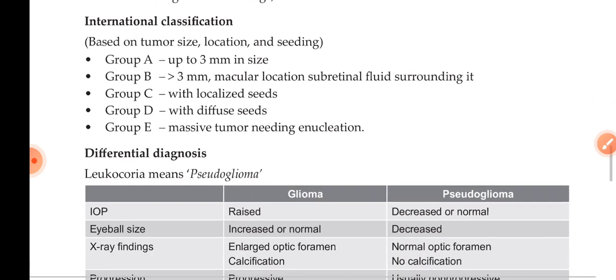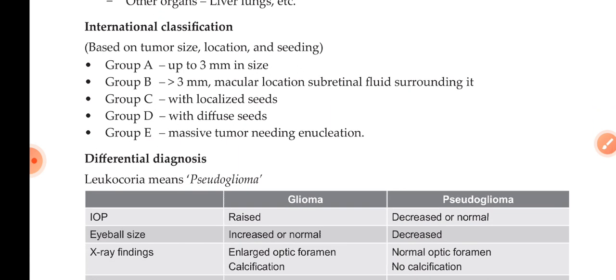Okay. International classification: retinoblastoma is classified based on the tumor size, location, and seeding. Group A, B, C, D, E. A is up to 3 mm in size. B is greater than 3 mm with macular location, subretinal fluid surrounding it. C is with localized seeds. D is with diffuse seeds. E is massive tumor needing enucleation of the eye.